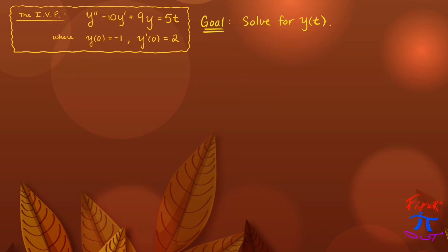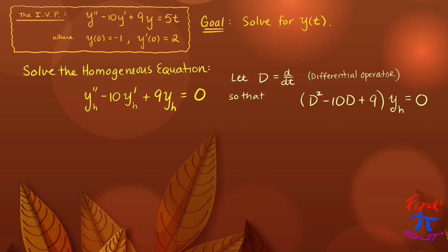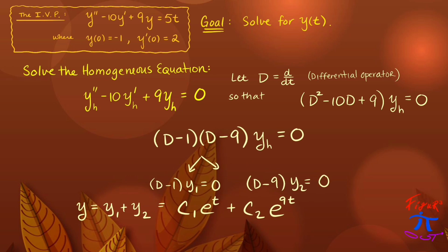Since our goal is to find the function y of t, we begin by solving the homogeneous equation, that is the equation set equal to 0. Since we have a lot of knowledge on how to solve algebraic equations, what we're going to do is apply something called a differential operator, capital D here, and rewrite this equation using an algebraic type of form, using a characteristic or auxiliary equation.